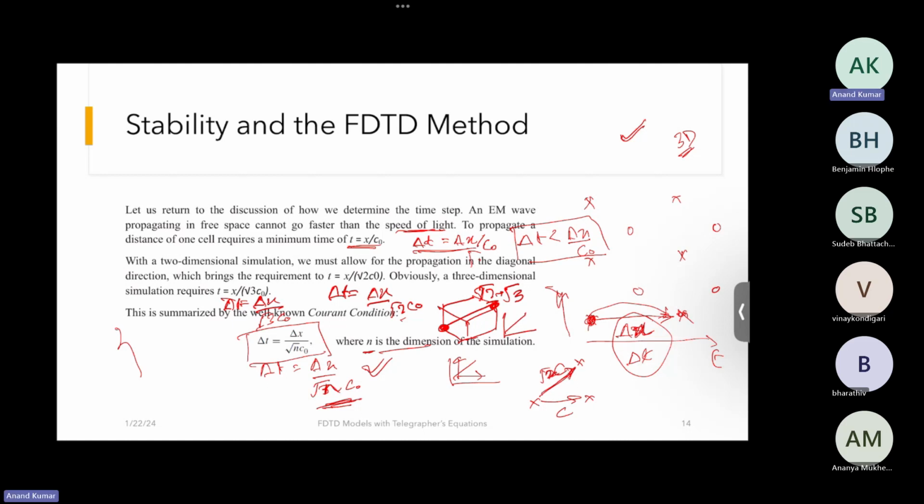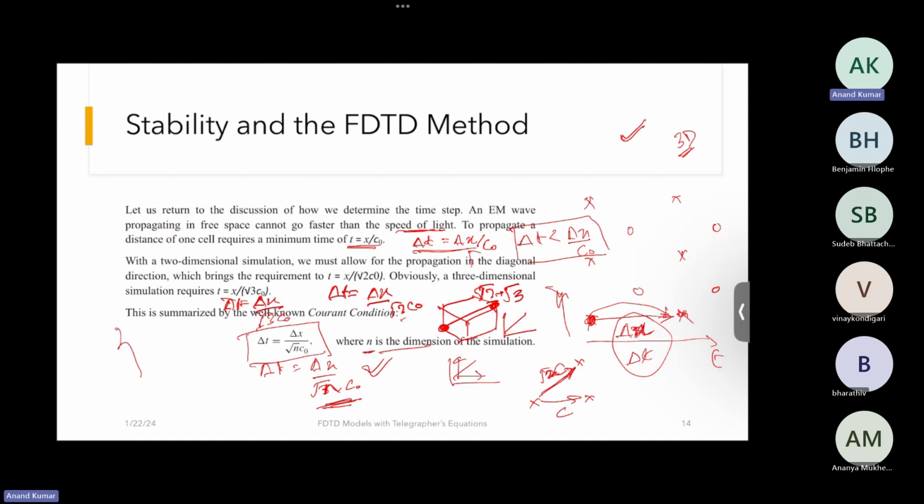So any questions on this? So you were saying that it's only applicable for 1D. Do we also use the same method for 2D and 3D? Yeah, okay. Can you repeat your question? Maybe I could not follow it. Can you rephrase it? The requirement delta t equals delta x over square root 2 c naught, is it only applicable to 1D, not 2D and 3D?